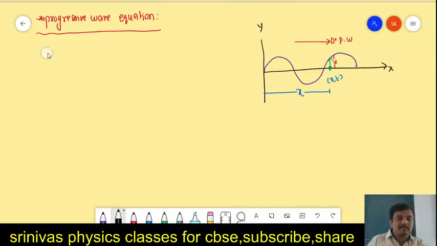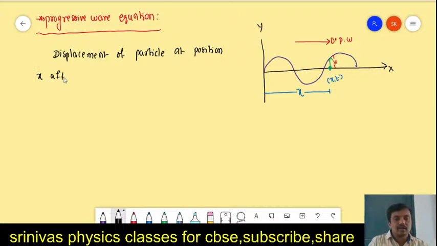displacement of particle. Displacement of particle at position x after time t. That displacement I want. That we write as y is equal to a sine kx minus omega t. Okay, or sometimes we may write the plus omega t also. Okay, this is y is equal to a sine kx minus omega t.